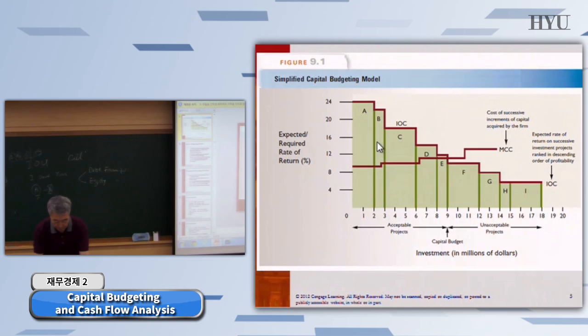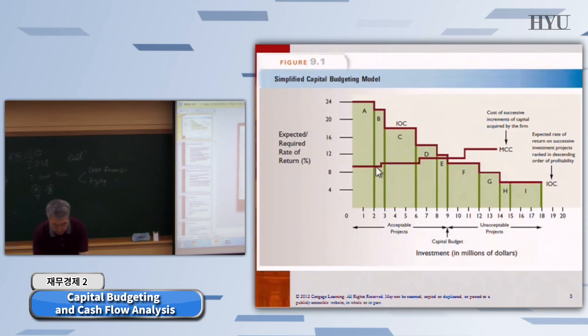So for example, the project A requires $2 million, right? And it has expected return of 24%. The next project, next best project is B, right? It has expected return of what? About 22%, right? But it requires $1 million, right? So this is how we construct this IOC, investment opportunity curve. Okay? So it's downward sloping because you have ordered it or ranked it that way, right?